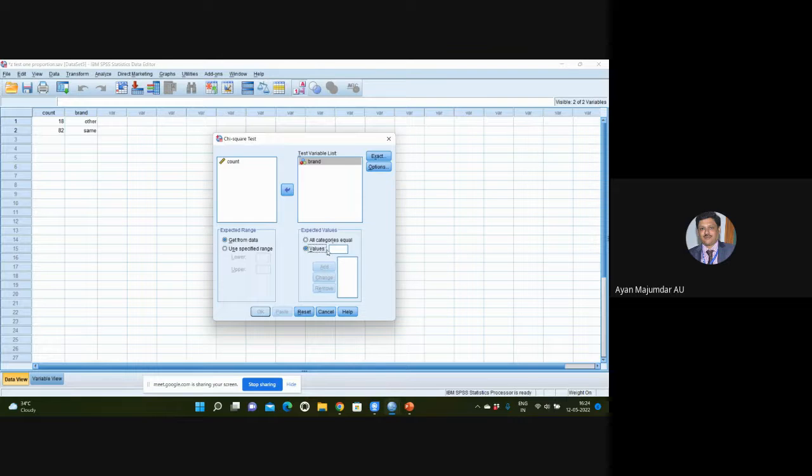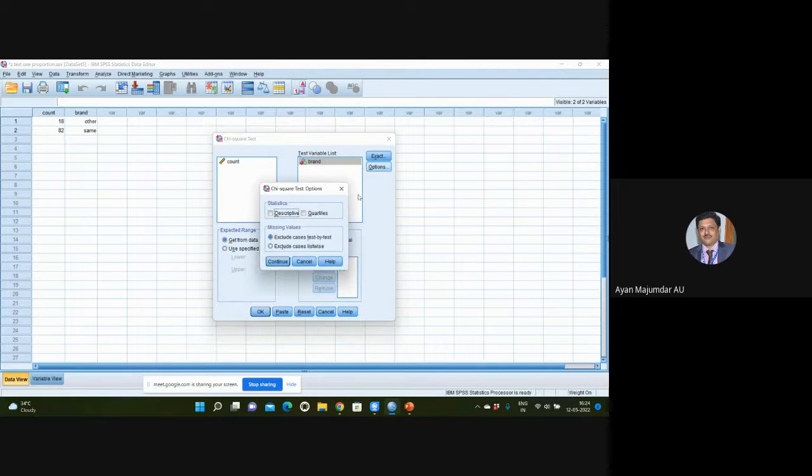We are testing that 20% of them is not drinking this brand. So the first value is 0.2, and 80% is drinking this brand. The second value is 0.8. Once it is done, press OK. Now option, we are testing it, now press OK.